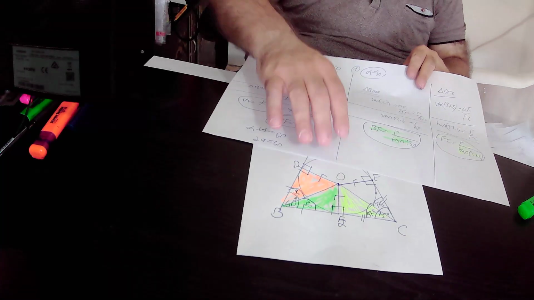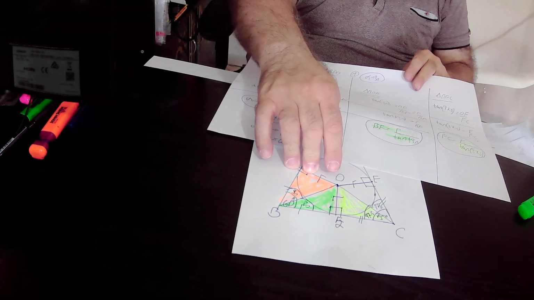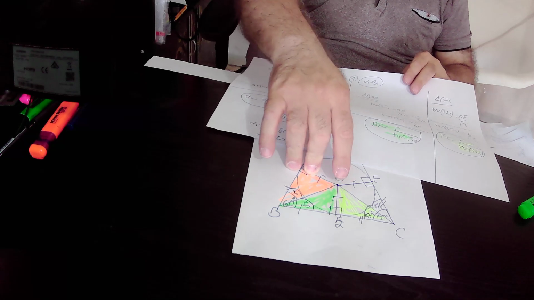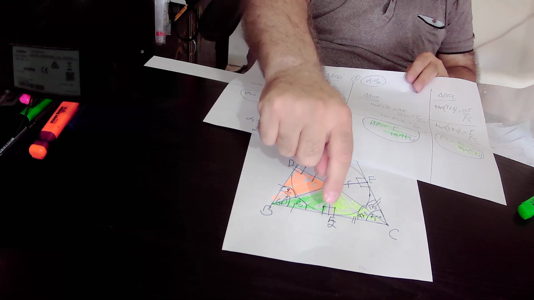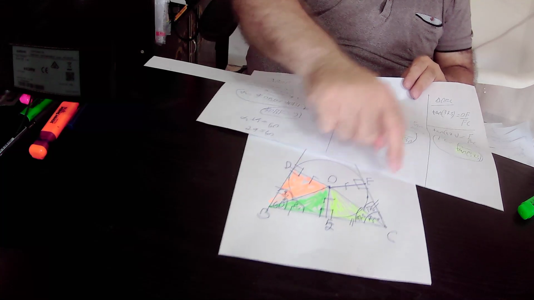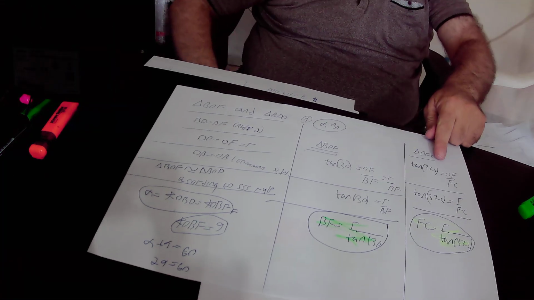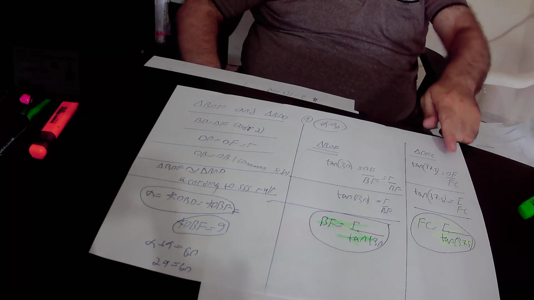Then we focus on the yellow triangle OFC. In the yellow triangle OFC, tangent 37.5 degrees equals OF over FC.